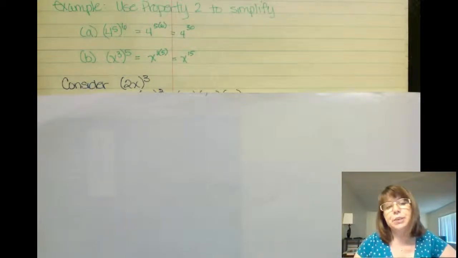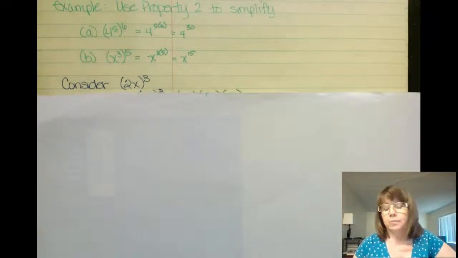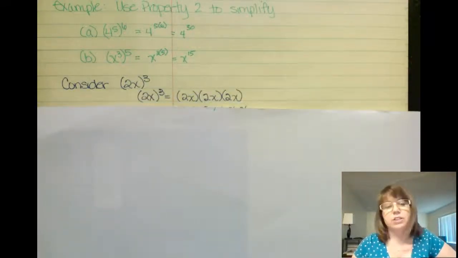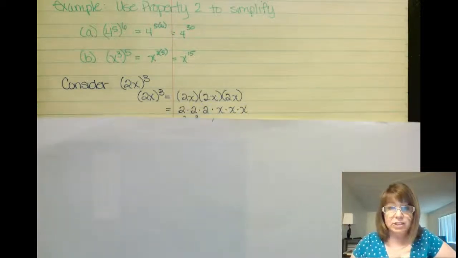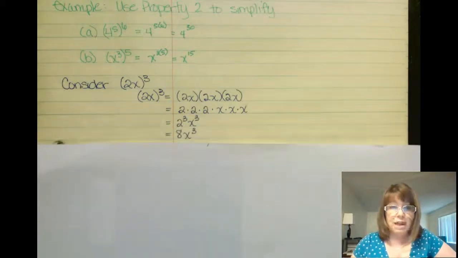Let's consider 2x all raised to the 3rd power. I can write that as 2x times 2x times 2x. But with any multiplication, I can reorder it and it's still valid. So I'm going to say that's 2 times 2 times 2 times x times x times x. But 2 times 2 times 2 is 2 cubed, and x times x times x is x cubed. And then I'm going to do the math for the 2 cubed, and that leaves me 8 times x cubed.